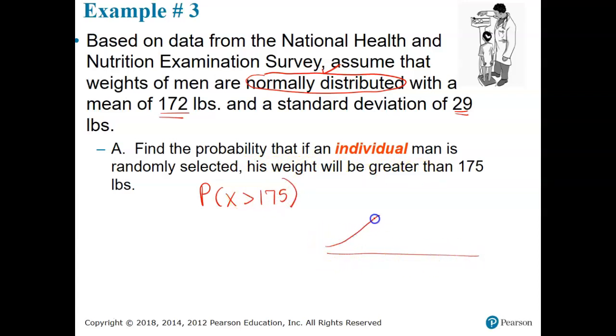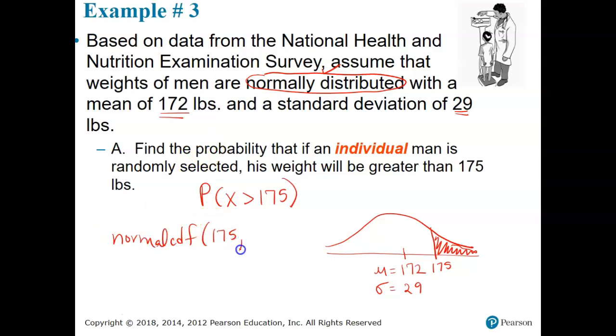Okay, so we're going to always sketch these out. So our mean is 172, our standard deviation is 29. We want greater than 175. Okay, so we're finding a probability, so that tells me it's going to be a normal CDF from 175 to infinity. Our mean is 172, and because this is an individual, our standard deviation is going to stay 29. So our value for that is 0.4589.